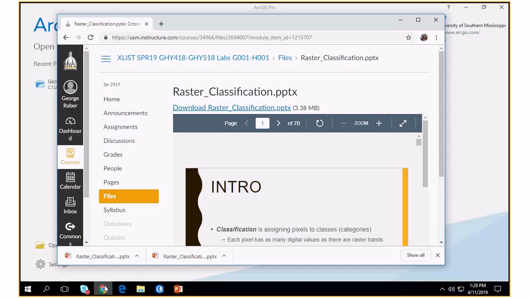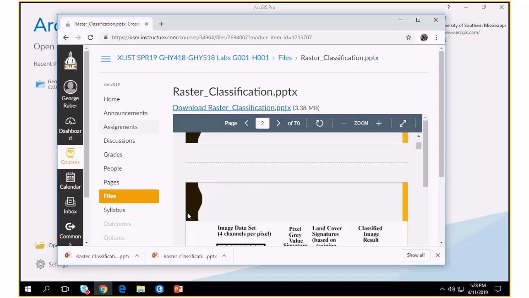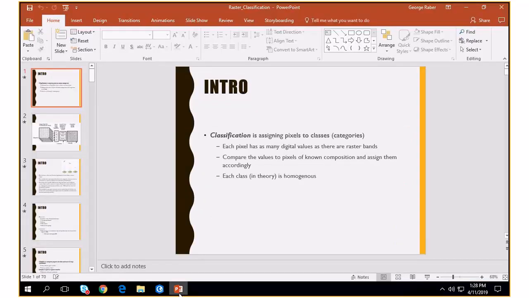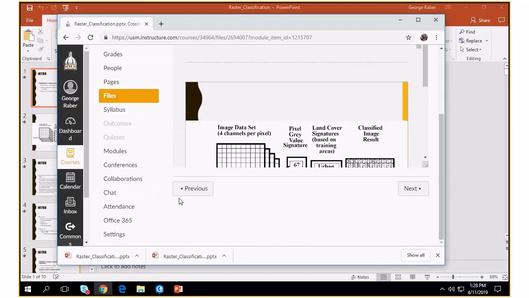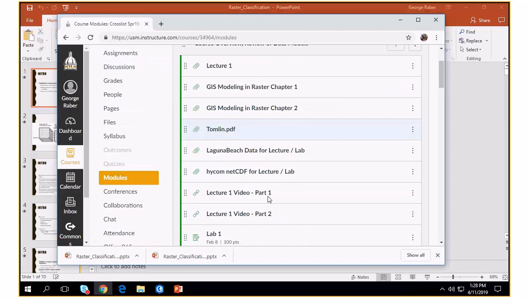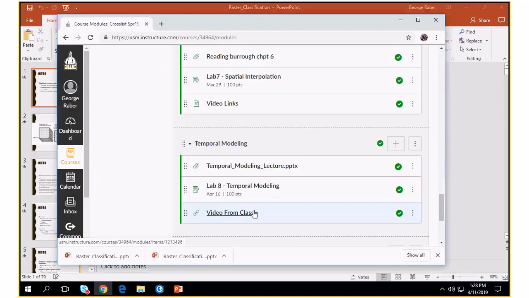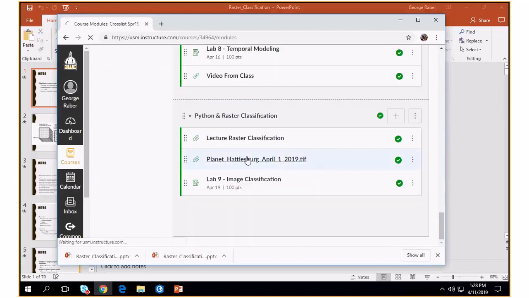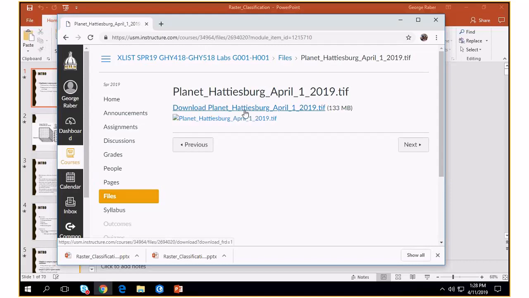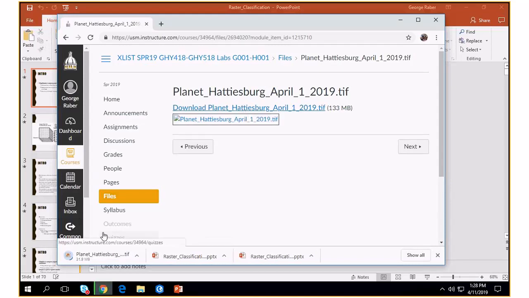Before I get too far on this, I'm going to download the example so I can work through it, and I'll kind of show you what I mean. So I have this data that I'm going to use for today's lecture, and you're going to use it in the lab. This data is hot off the press. It was just collected April 1st.